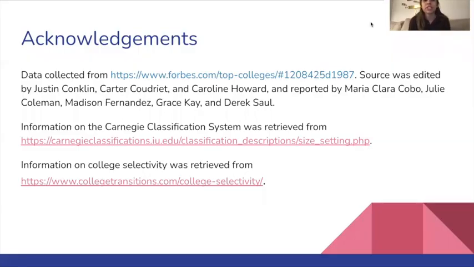Lastly, we'd like to acknowledge that the original data set was from Forbes.com and was edited by the following individuals on Kaggle. The information on the Carnegie classification system was retrieved from Indiana University, and the information on college selectivity was retrieved from collegetransitions.com. Thank you.